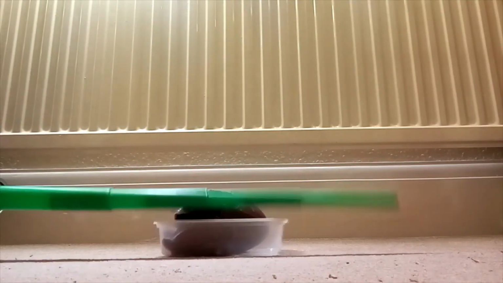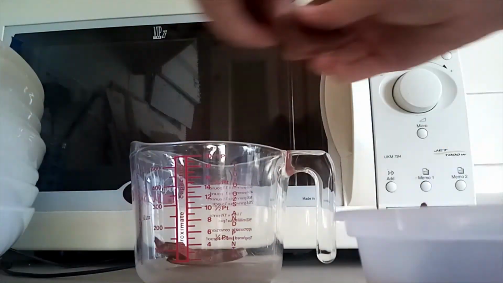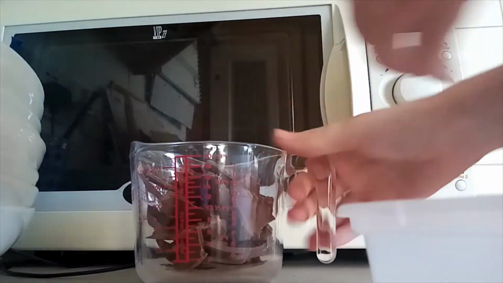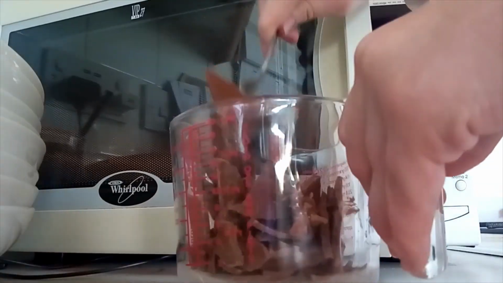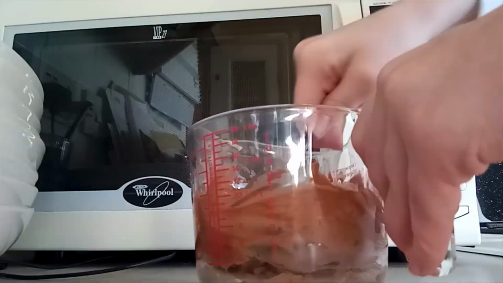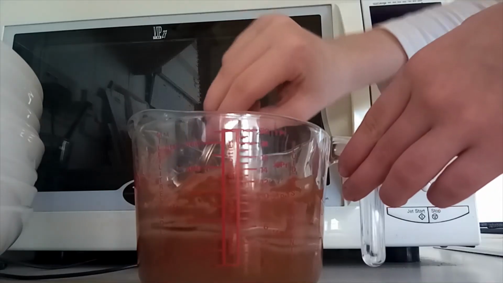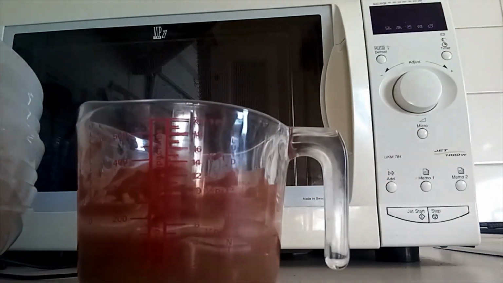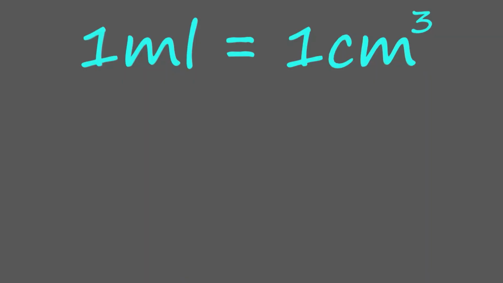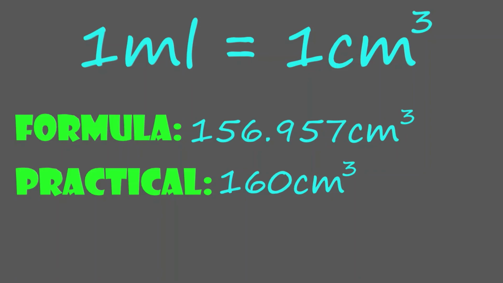I unwrapped my egg and carefully broke it up by beating it to death with a lightsaber. I broke it all up and put it into a measuring jug and shoved it into the microwave. I kept mixing and stirring and melting it until it was all at a good consistency, and I smoothed it out so I could actually read the measurement, and I got 160 milliliters. And as 1 milliliter equals 1 centimeter cubed, our formula was pretty much correct, and I was right about the practical being slightly higher due to the thicker sides.